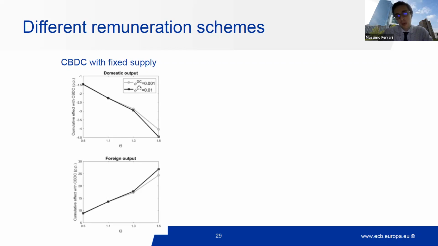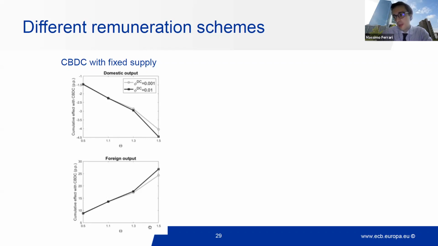As a first exercise, and this is what is shown here, we have a CBDC when the supply is fixed. And we let the market determine the price of the CBDC in order to adjust the demand and supply. What we show here is that, again, spillovers to the domestic economy are rather small, and somehow depend on the degree of capital constraint, but not so much. Naturally, these spillovers become larger, more negative, the more liquidity the CBDC gives. Again, here in the foreign economy, spillovers also become larger the more liquidity services are given by the CBDC.